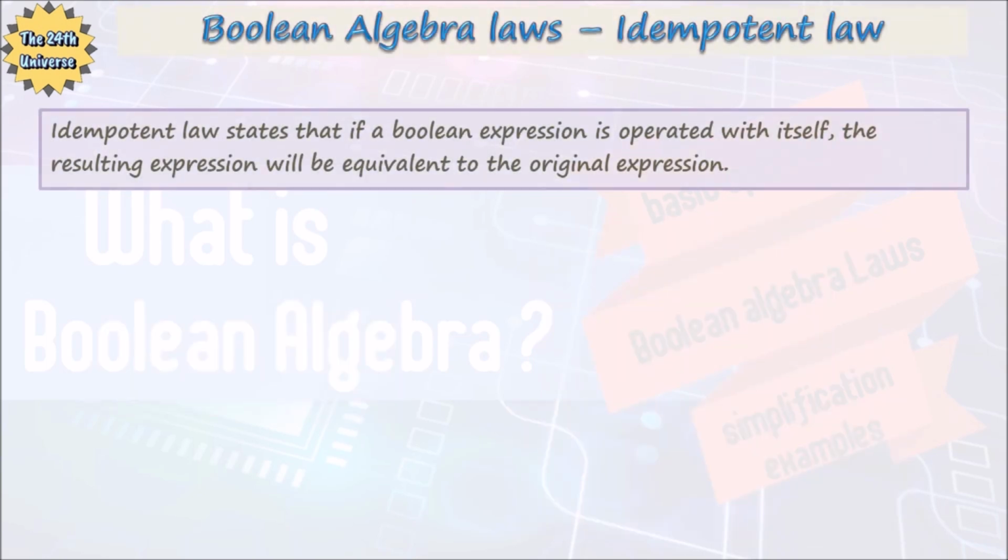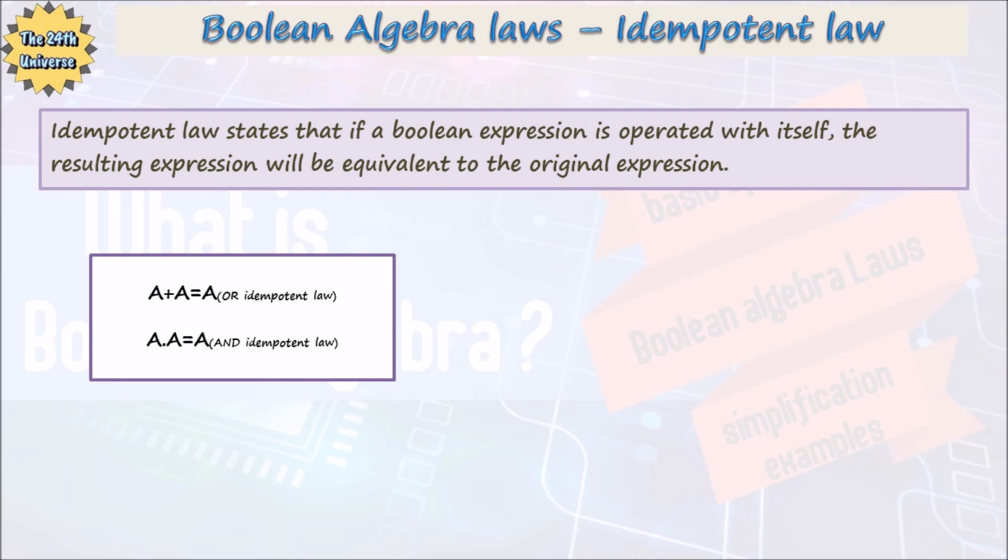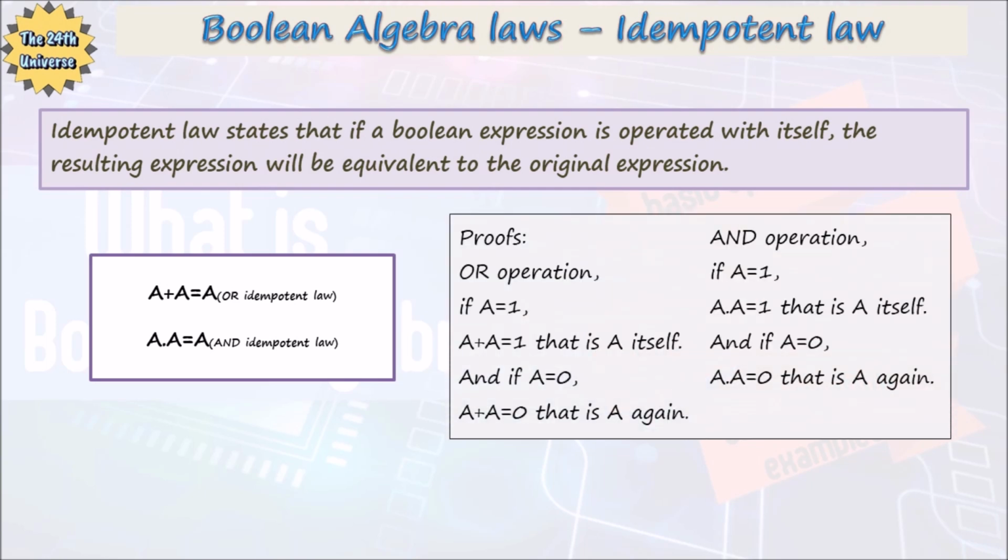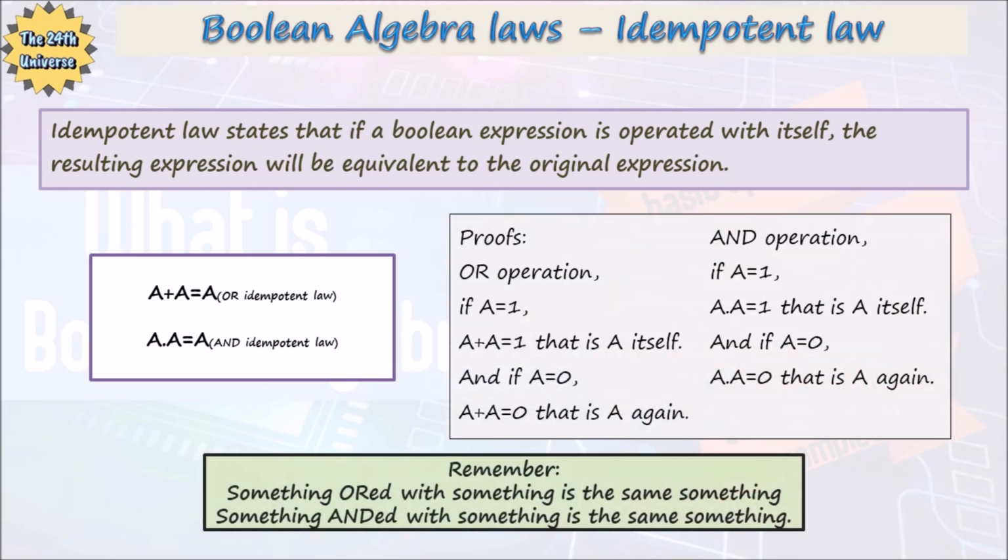Idempotent law. Idempotent law states that if a Boolean expression is operated with itself, the resulting expression will be equivalent to the original expression. For OR operation, A or A is equal to A. For AND operation, A and A is equal to A. Here, we see that A is ORed with A and the resultant answer is A itself. Similarly, A ANDed with A results in A itself. This can be proved like this. Here you have to remember something ORed with something is the same something. Something ANDed with something is the same something.